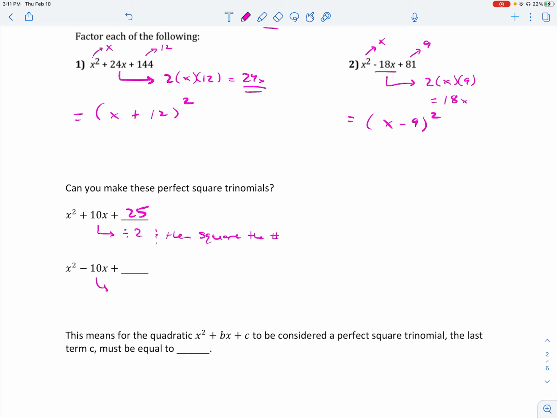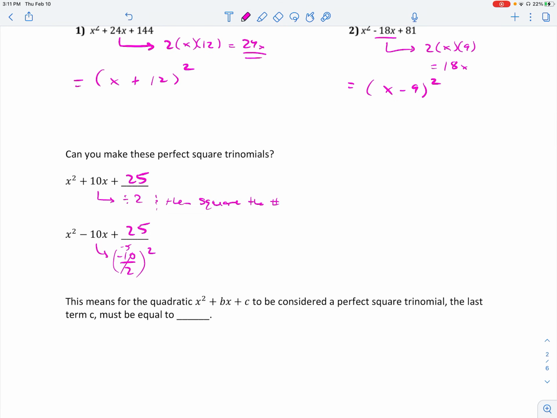Okay, same with this one. I would have negative 10 over 2, and then I have to square it. Negative 10 over 2 is negative 5, and when I square negative 5, I get 25. Okay, that's how that works for those.